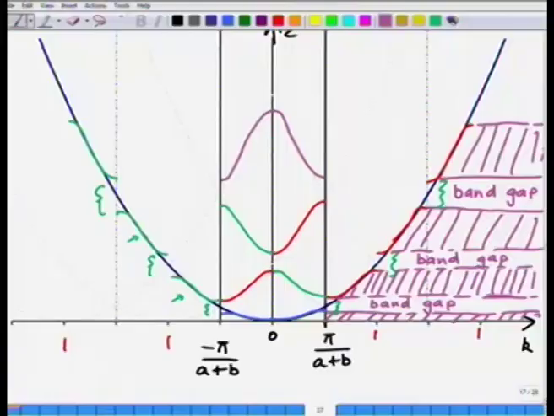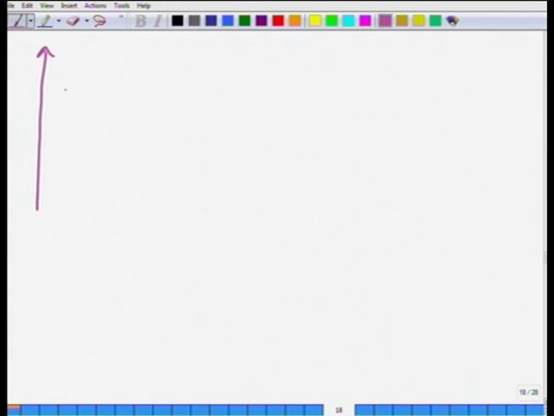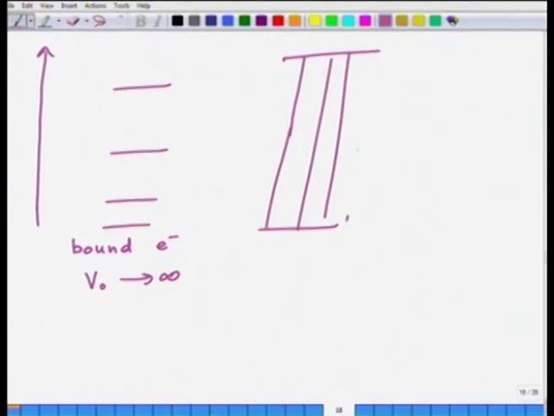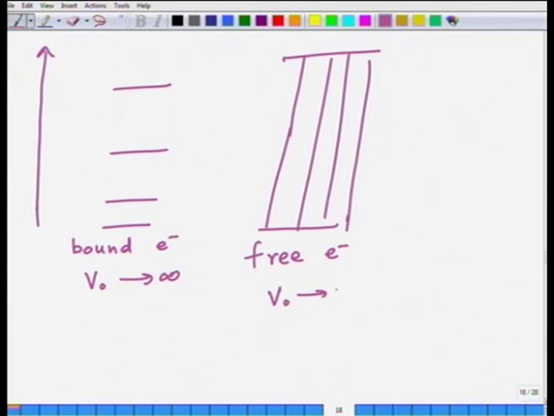Before I end this lecture, let me give the finishing touches and summarize. If this is the energy axis, we got discrete energy levels, allowed energy levels, for the bound electron when V0 goes to infinity. The second case was the free electron, where all energies were allowed, when V0 was going to 0.